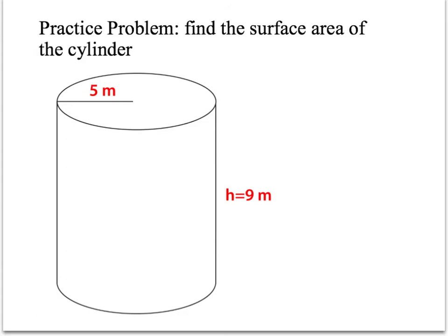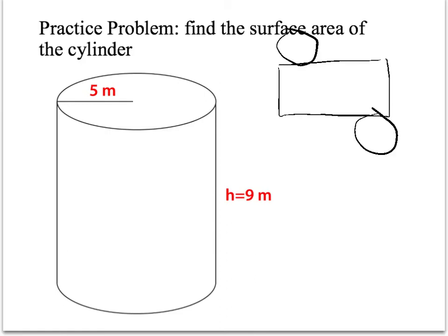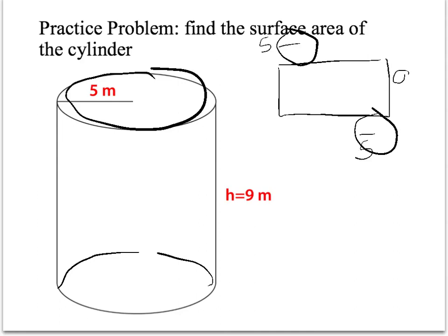But let's make a net. Here's my net of my cylinder. Okay, I've got a top circle, a bottom circle down here, and then obviously I've got the sides. So this has a radius of 5. This has a radius of 5. My height is 9. Again, we need to be able to figure out what the width of this is.